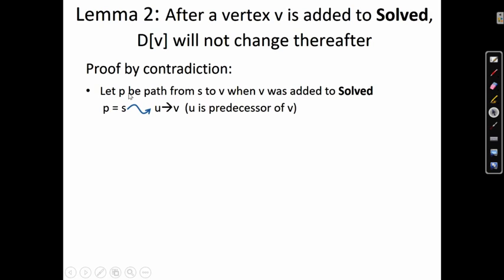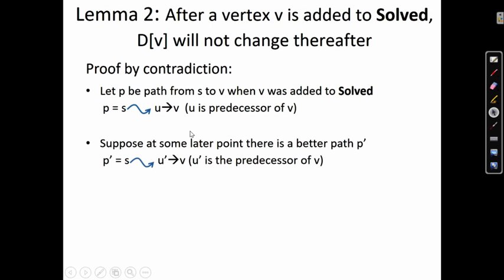Let's say you have a path P from the source vertex S to vertex V when V is added to solve. The path looks like this: S, there's a path to some U, and then U is the predecessor of V along this path from S to V. This is the path that I have from source to V at the point when V is added to solve. Now suppose at some later point you find that there's a better path P prime. This is proof by contradiction. A better path P prime means that D of V changed right after it was put in solve, because later I found a better path.